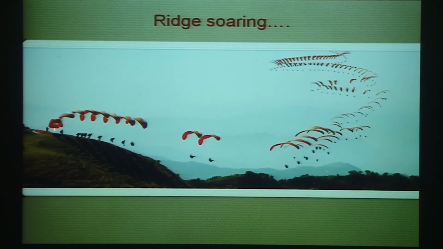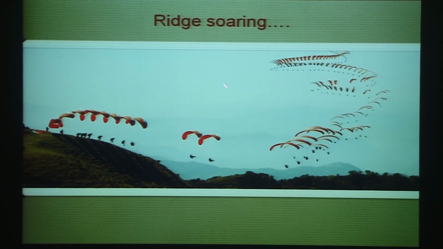One flight, for example, is called ridge soaring. This fellow runs down the hill, and the wind is coming in this direction. You have to choose a particular location on a hill where the wind is coming towards you. You run into the wind, and it inflates the paraglider and lifts you. Now there is no power. The thing is that the wind is coming. This photo was taken at Bir Billing in Himachal Pradesh. If the wind is coming this way, it rises up.